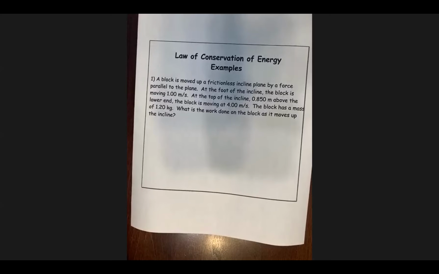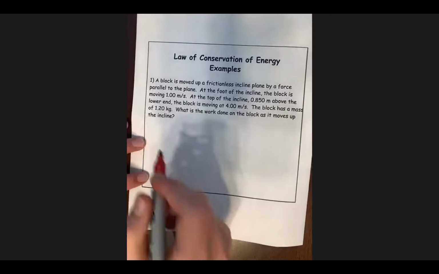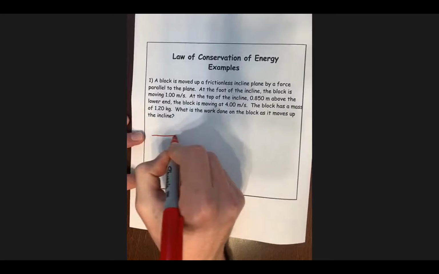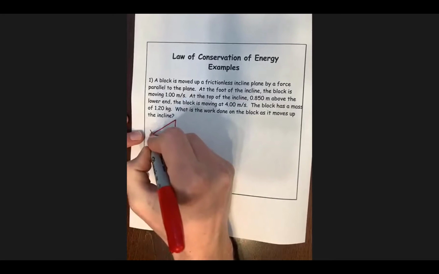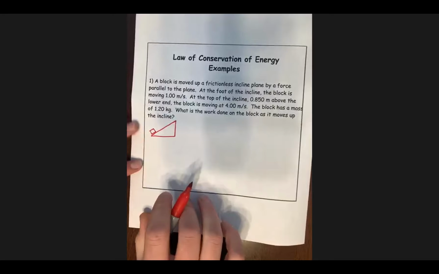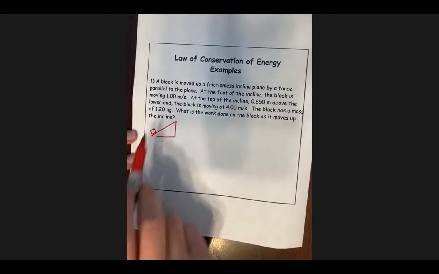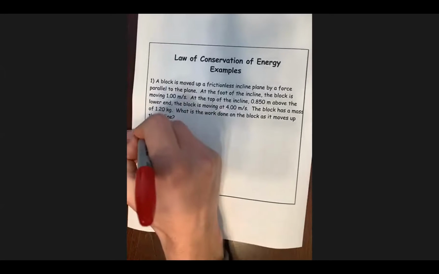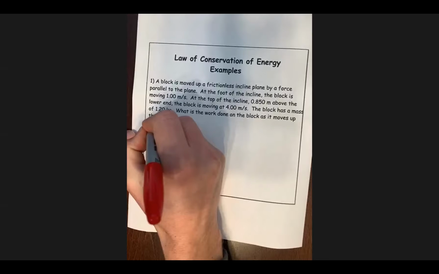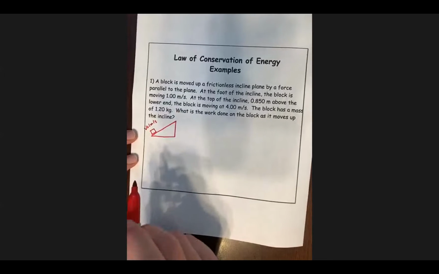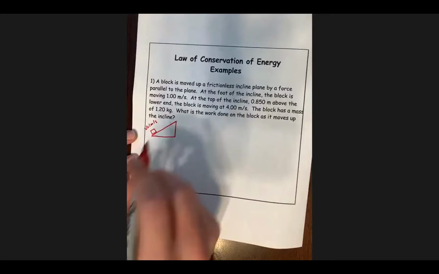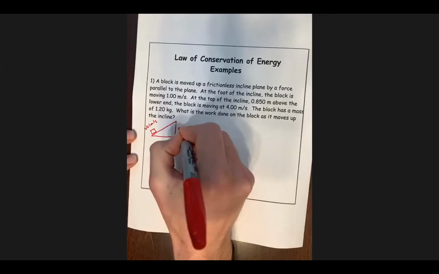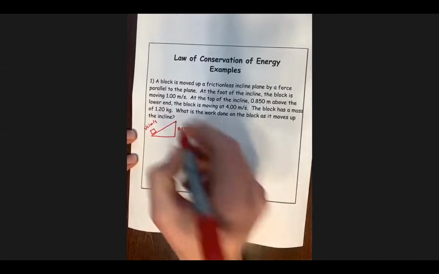a little bit easier. At the foot of the incline, I'm just going to draw an image here to help us get an idea of what's going on. So here's our block at the bottom. It has a velocity of 1 meter per second. At the top of the incline, 0.850 meters above the lower end. So here's our height.